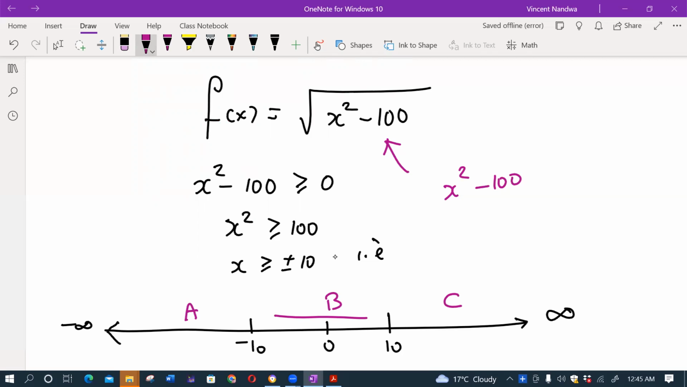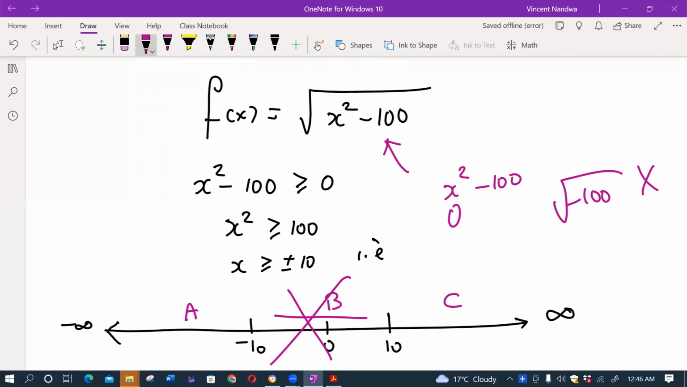If I put 0 here, which is a number between minus 10 and 10, then 0 squared minus 100 gives me minus 100, whose square root is undefined. Similarly, if you put any other number between minus 10 and 10 in this expression, you are going to get a negative value, which is undefined for the square root. So values in this interval do not apply.